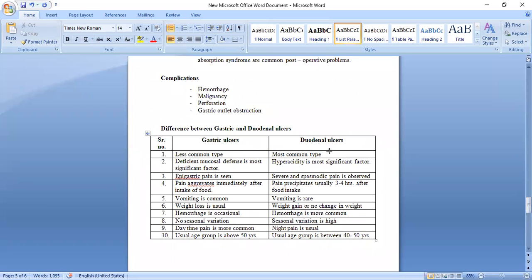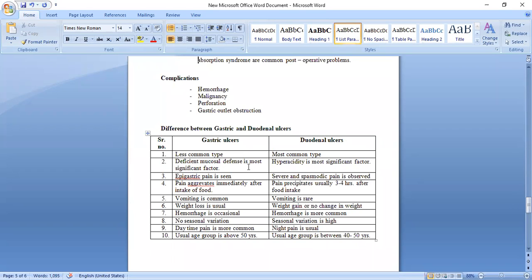Duodenal ulcer means, here the common location is, in which area will it happen? It will be produced in the duodenum, the first part of the small intestine. The gastric ulcer is the less common type. Most commonly the duodenal ulcer is there, so it is the most common type.